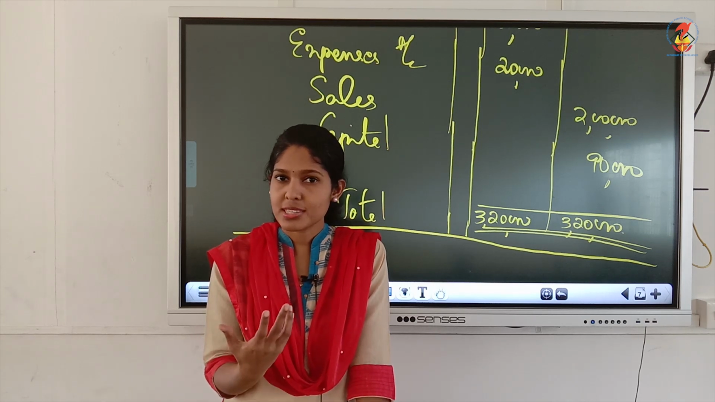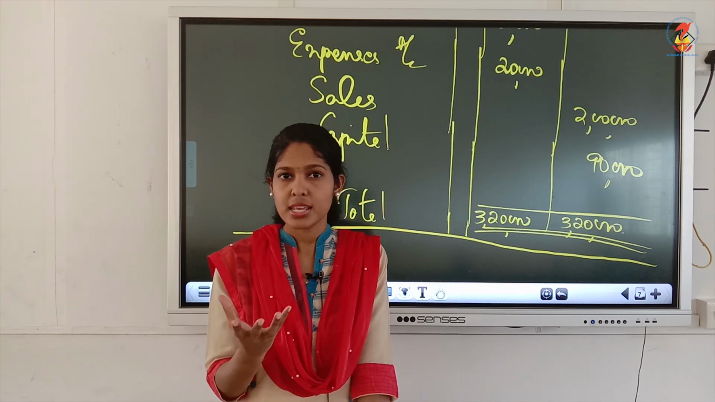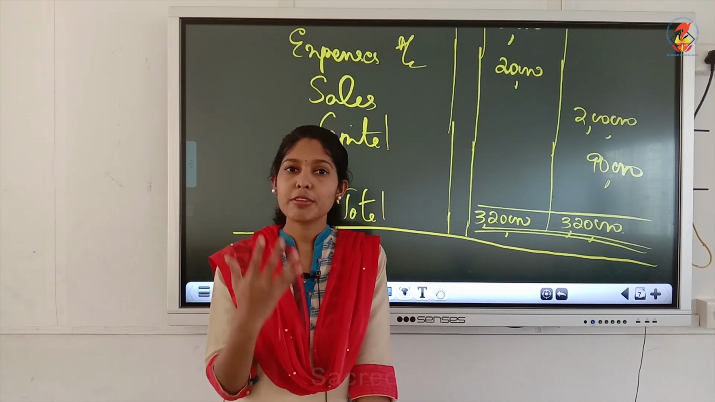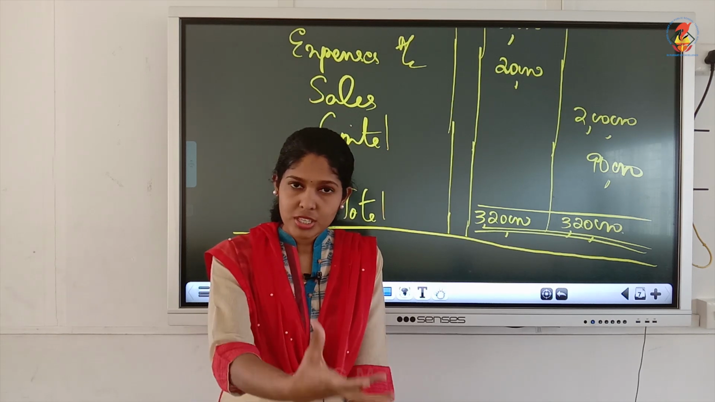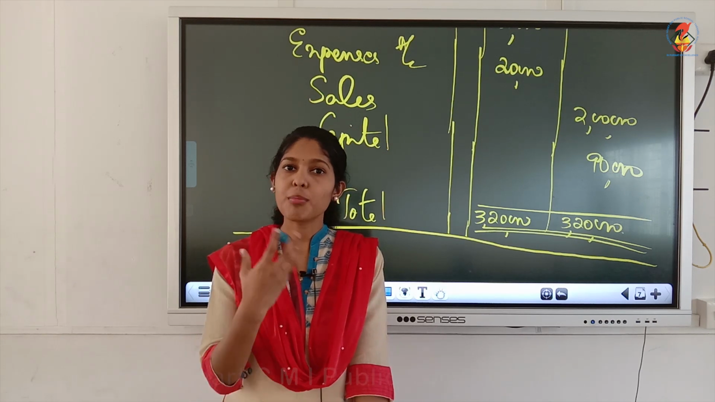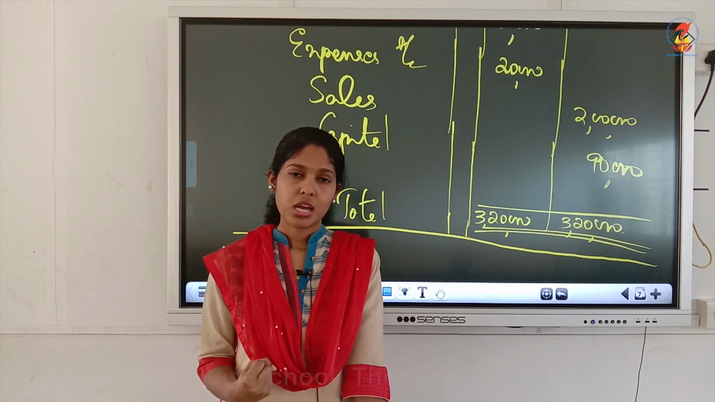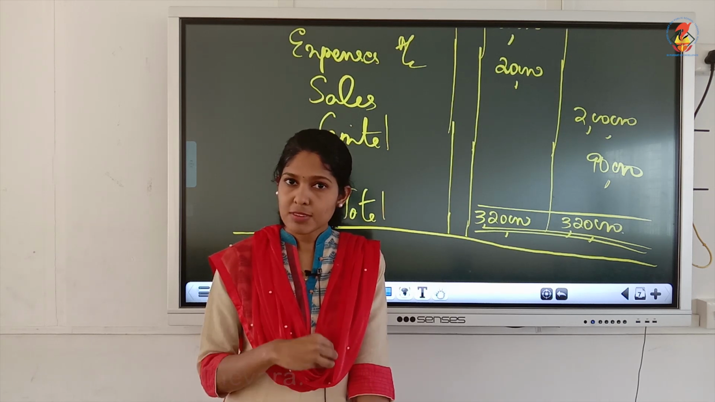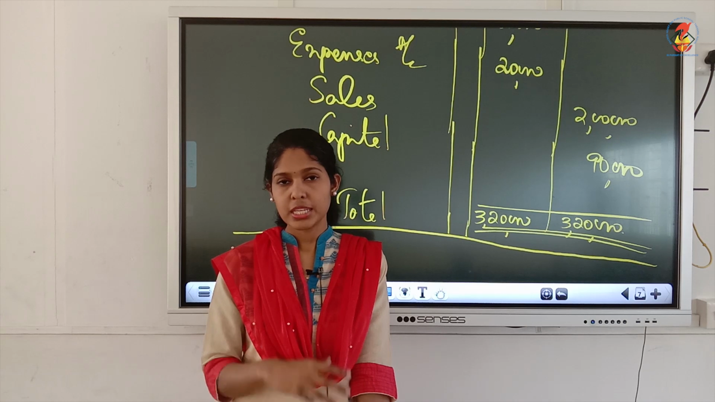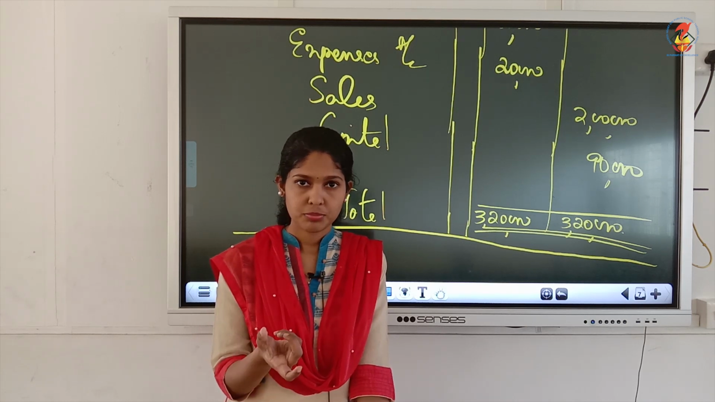Normally students will say book debts means bad debts, but book debts means not bad debts. Book debts is the other name for debtors. What is debtors, or who is a debtor? The amount which we have to receive from a person, or the person from whom we have to receive the amount. Understood? So, book debts means the amount of debts receivable from a debtor. That amount of debts receivable from a debtor is known as book debt.